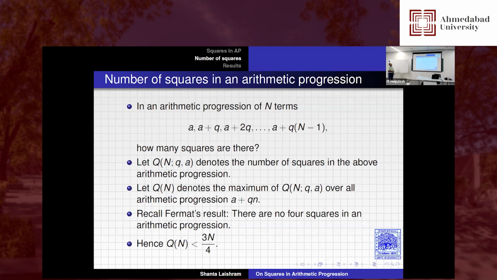Now recall Fermat's result, what does it say? You cannot have four squares in an arithmetic progression. So Q of 1 is 1. Q of 2 is 2, since there are infinitely many 2-term APs which are squares. Q of 3 is 3. But Fermat's result tells you that Q of 4 is actually 3. You cannot have 4 squares in AP. So now you take any n, you split it into blocks of 4. Each block of 4 has at most 3 squares, so Q of n is at most 3n by 4.